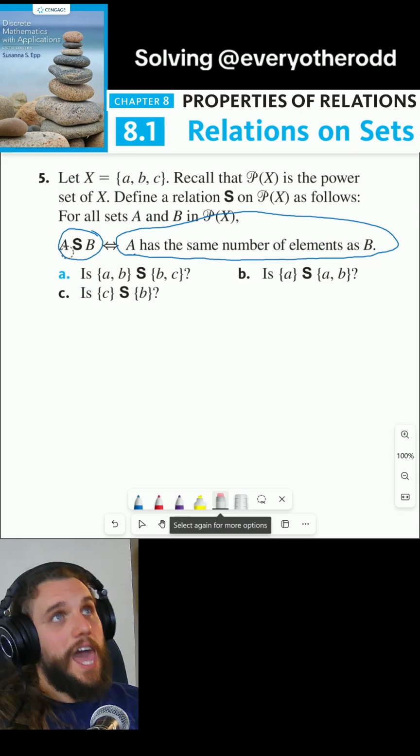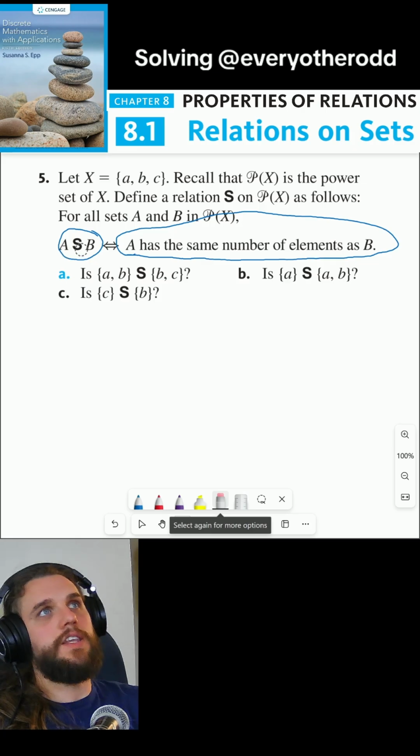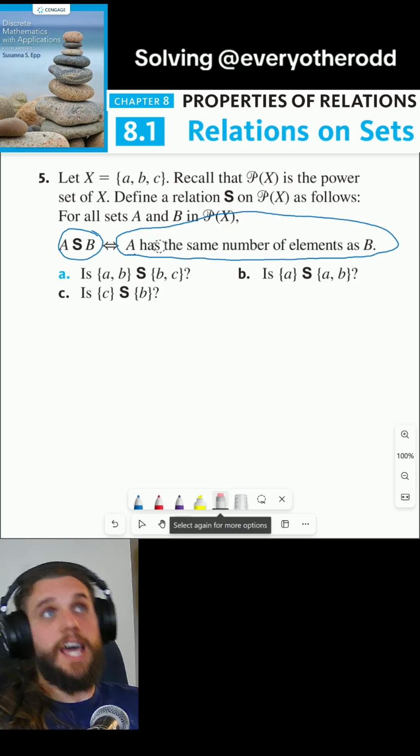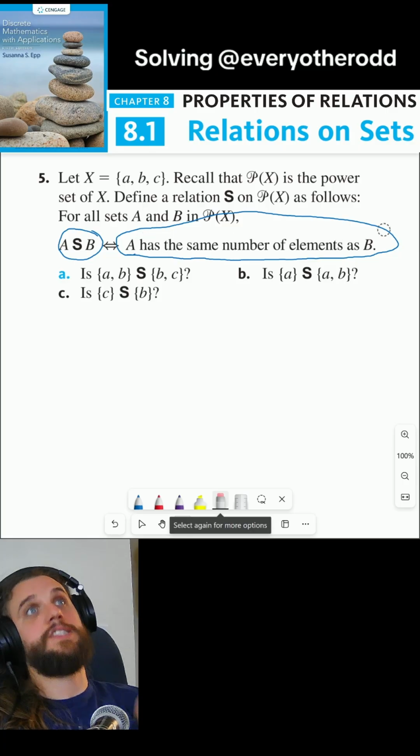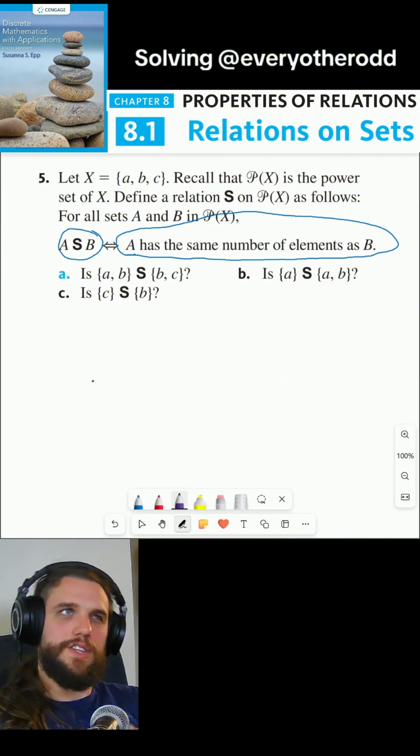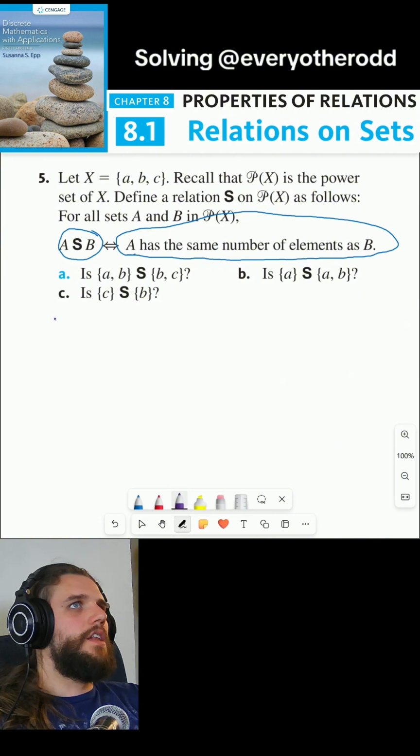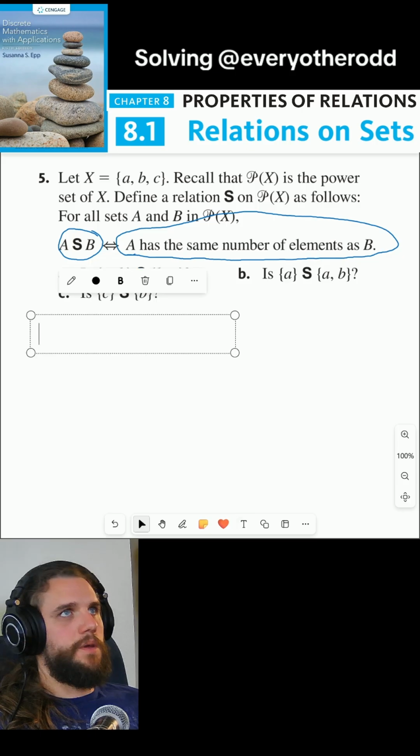So the set A is related to the set B under the relation S if and only if the set A has the same number of elements as the set B. That's really what this is saying. So let's rethink the question for part A.